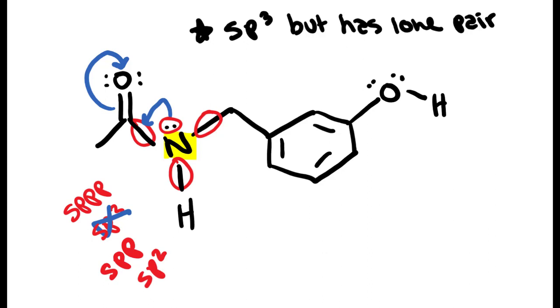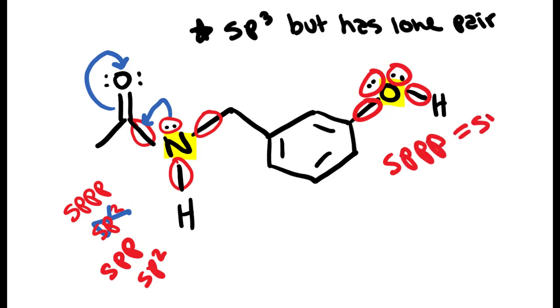Let's look at another example. Here we have the oxygen atom. This oxygen is attached to a single bond, a lone pair, and a single bond. So it appears to be SPPP or sp3 hybridized. However, because it appears to be sp3 and has a lone pair, we have to check, can either of those lone pairs participate in resonance? And the answer is yes.